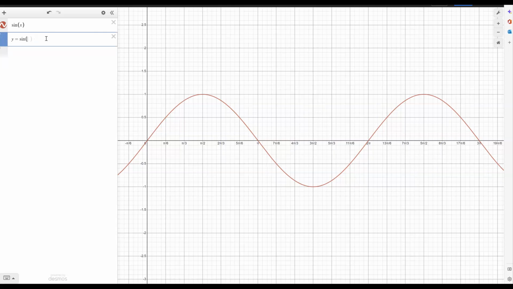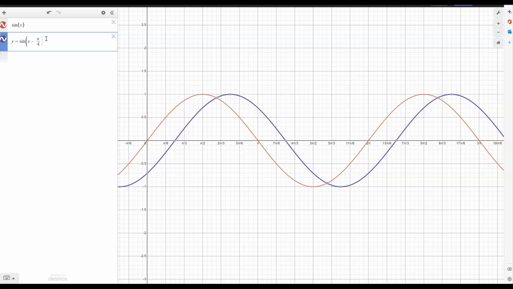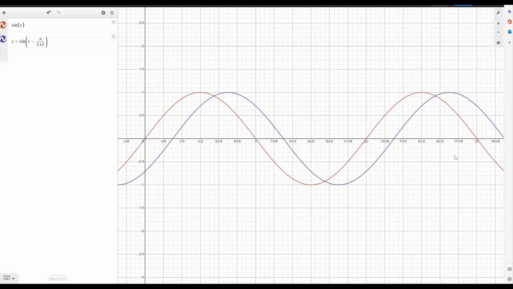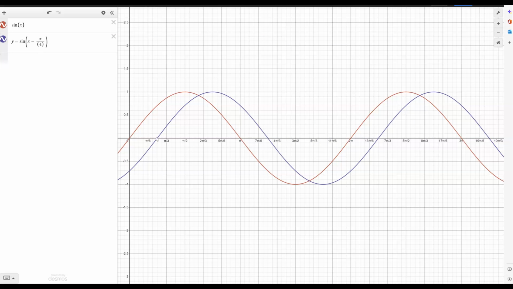Okay, and again, we still have that y equals the sine of x, that red function. So now we're going to look at y equals the sine of x minus pi over 4, right? And so you can see it's again that bluish purple line. And instead of starting at 0, 0, I started at pi over 4, 0, right? And so all my x values get shifted pi over 4 to the right.